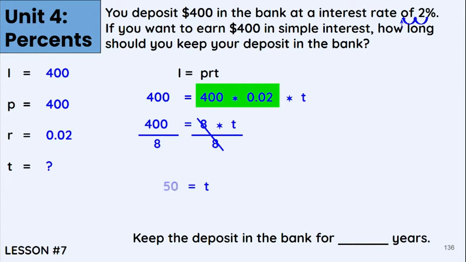The answer is 50. Keep the deposit in the bank for 50 years. So if you start with 400 and you want to make $400 in simple interest, it would take you 50 years at an interest rate of 2%.